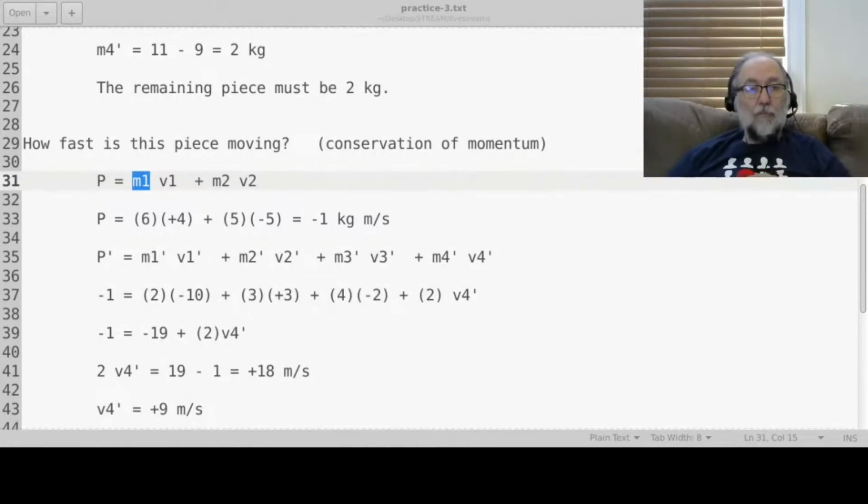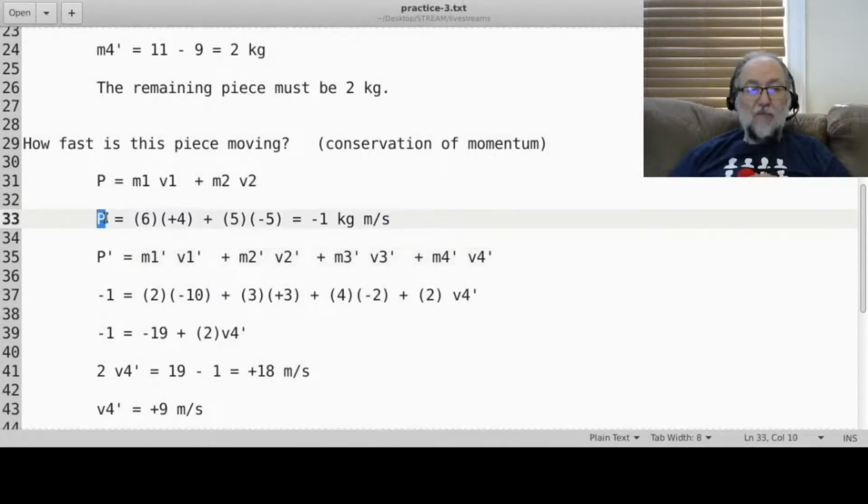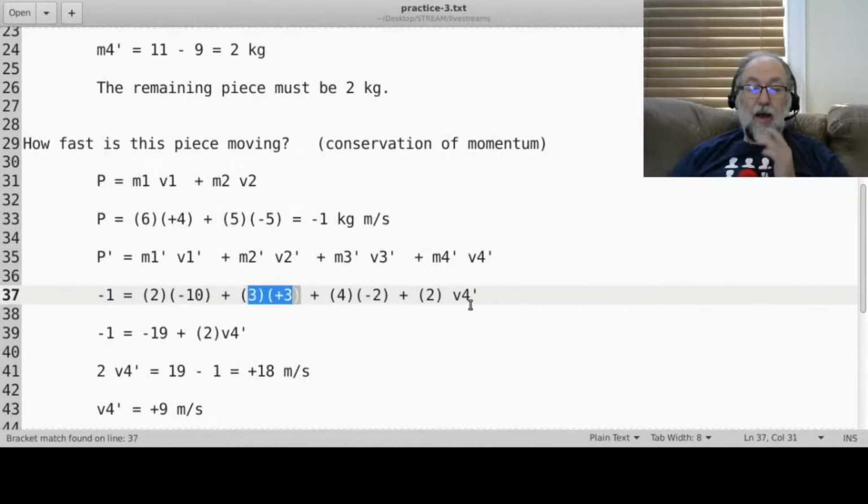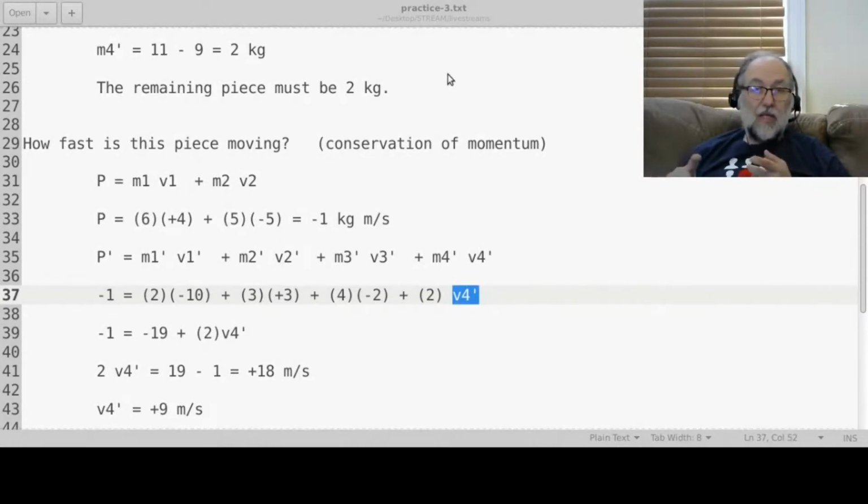All right. And so let's substitute in the numbers and see what we get. Now for P primed, we could just put in the value for P. Why? That's the whole point of this. It's conservation of momentum. So P primed is negative 1. Okay. And M1 prime, 2 kilograms traveling to the left at 10 meters per second. And then 3 kilograms multiplied by 3 meters per second to the right. That's this term here. And then 4 kilograms, 2 meters per second to the left. And then 2 kilograms multiplied by some unknown velocity, and that velocity is v4 prime.